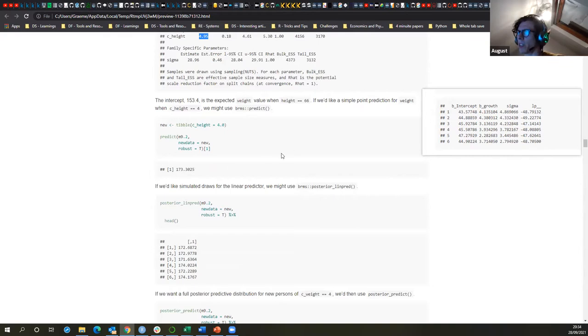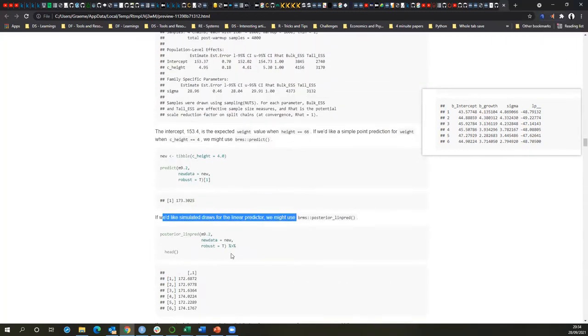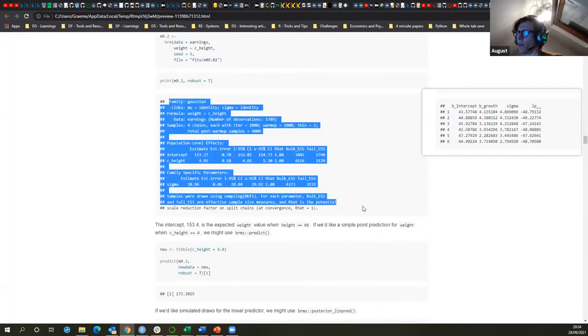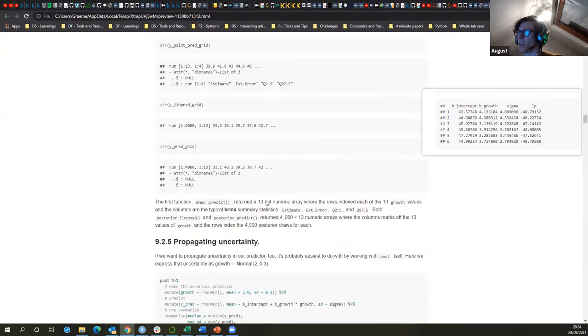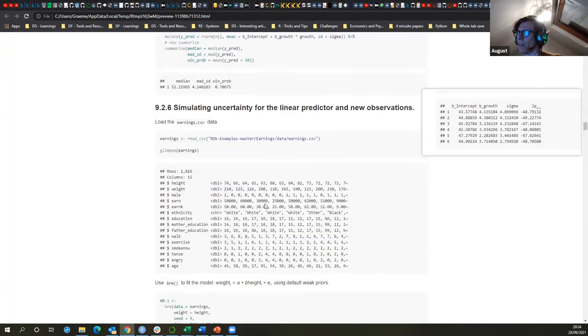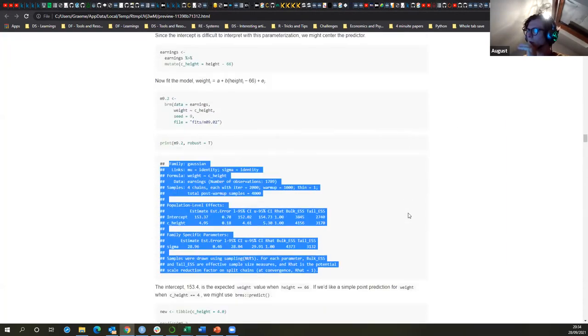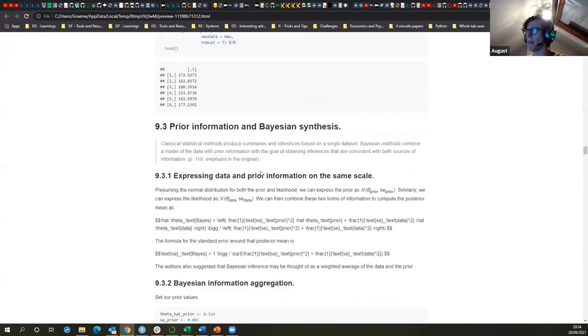So now we're creating predictions, because this is what this is all about, right? If we simulated several draws, we might use this code, and that would give us these predictions based on the uncertainty in that. So essentially, I suppose that's the functional version of what we were looking at before. Anyway, what they've just done is show us how the function works. Okay, so then we move on.